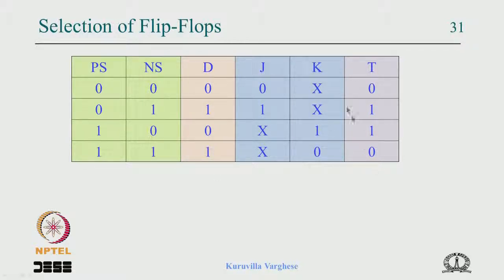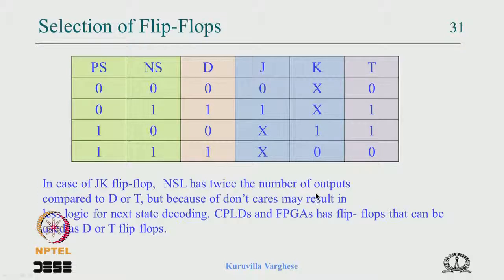But mind you, you have don't cares in K and J in the case of JK. So that could minimize the next state logic area. We are not able to say that. So though the JK case is different from D, you have twice the number of outputs from the next state logic. Because of the don't cares, the area of the next state logic can be less than in the case of D and T. Now that you should keep in mind.